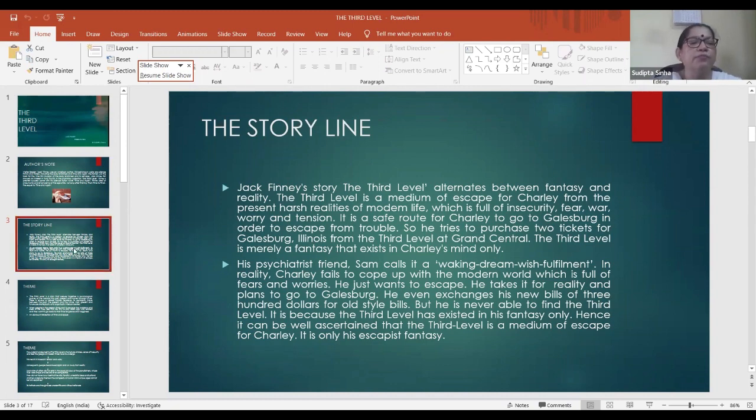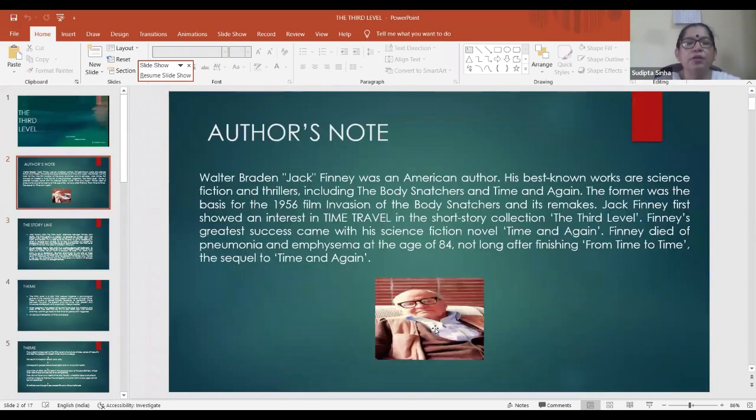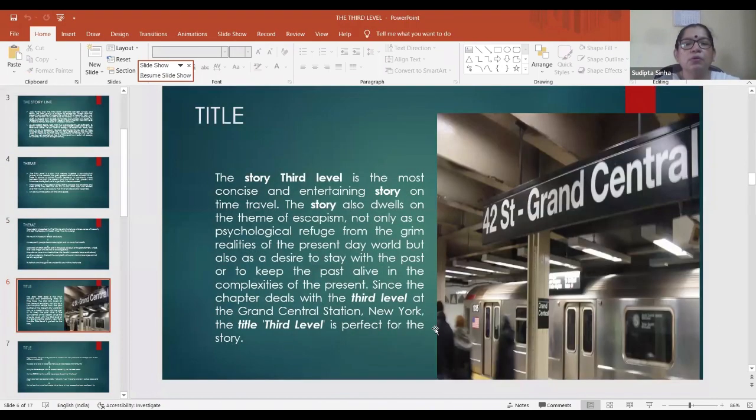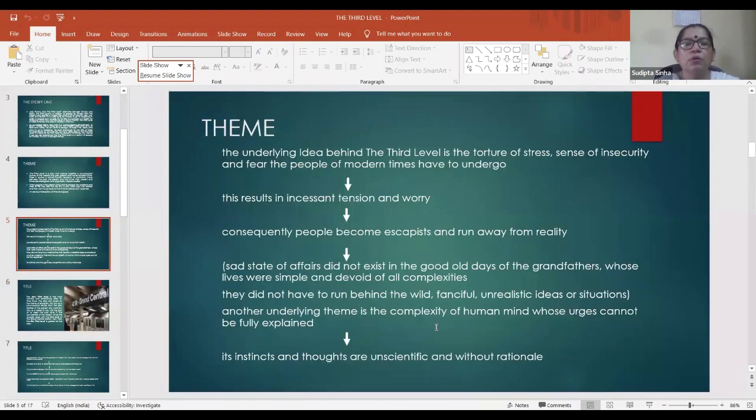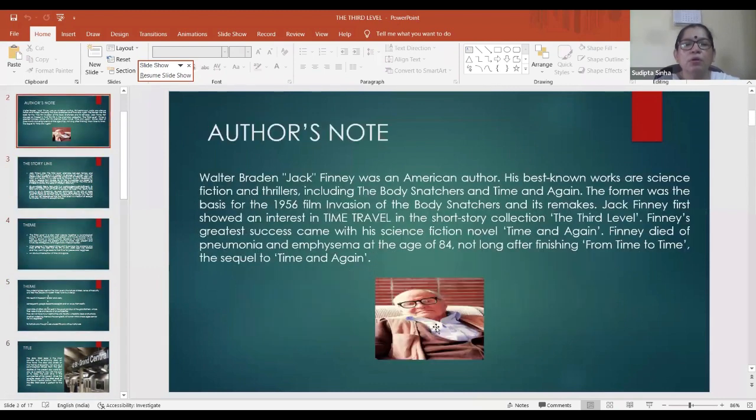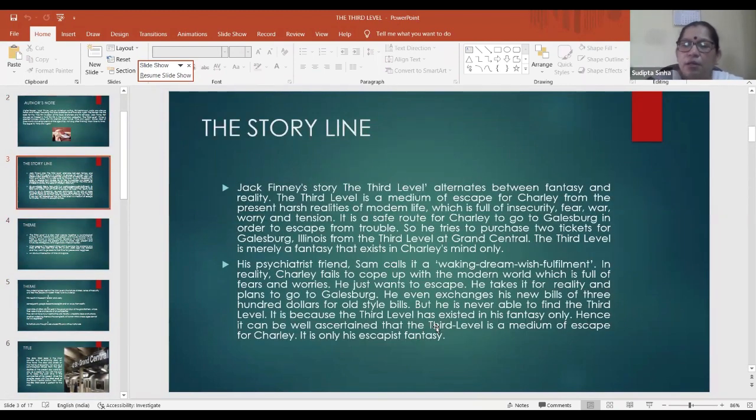I'll take you through the story. Let me take it to the story. You're able to see this? Yes, ma'am. I'll read it. Jack Finney's story, The Third Level, alternates between fantasy and reality. The third level is a medium of escape for Charlie from the present harsh realities of modern life, which is full of insecurity, fear, war, worry, and tension. It is a safe route for Charlie to go to Galesburg in order to escape from trouble.